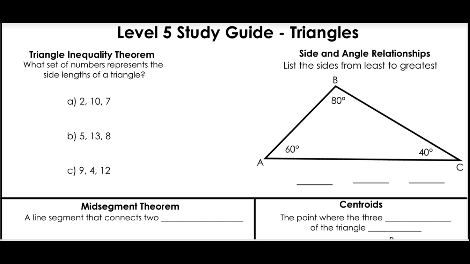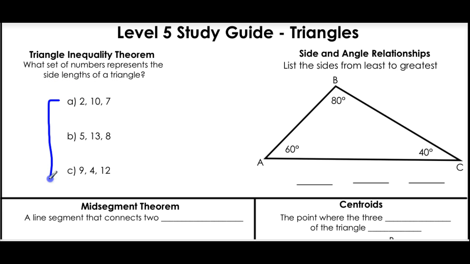First thing we learned was the triangle inequality theorem. That is lesson 5.1. It's very simple. All it was this: the two smaller sides of a triangle have to be bigger than the third side. So a question might look like this. What set of numbers represent the side lengths of a triangle? Which of these could be possible?